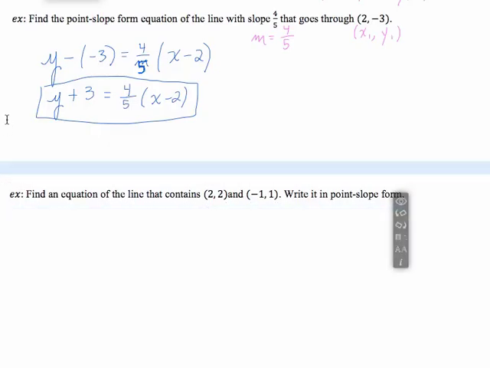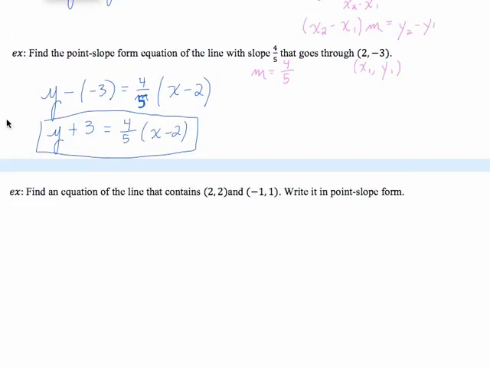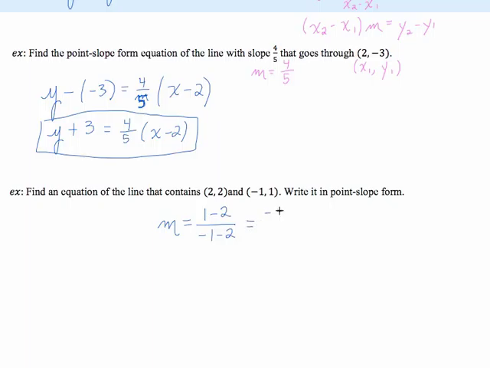Okay, next we're going to find an equation of the line that contains the points 2, 2 and -1, 1 in the point-slope form. Okay, so first we're going to need the slope m. So let's compute m first. It would be y2 minus y1, which is 1 minus 2, over x2 minus x1, which is -1 minus 2. So that's -1 divided by -3, or +1/3.